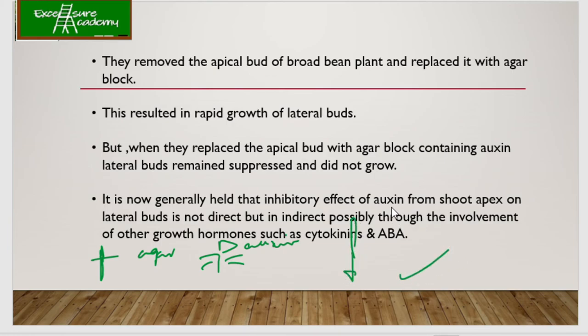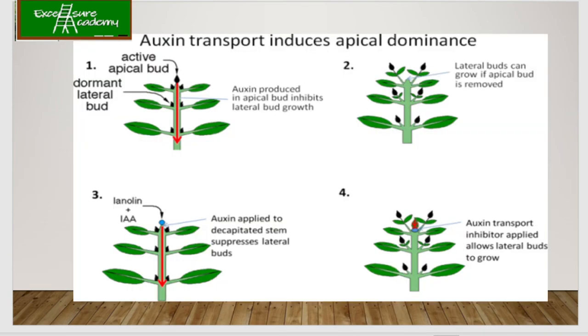Okay. So it is now generally held that the inhibitory effect of auxin from the shoot apex on the lateral bud is not direct but indirect, possibly through the involvement of other hormones such as cytokinins and abscisic acid. Okay, so from this figure, it will be very clear that auxin transport induces apical dominance. So in the apical region, you can see that there is a high concentration of auxin. So that's why it is growing.